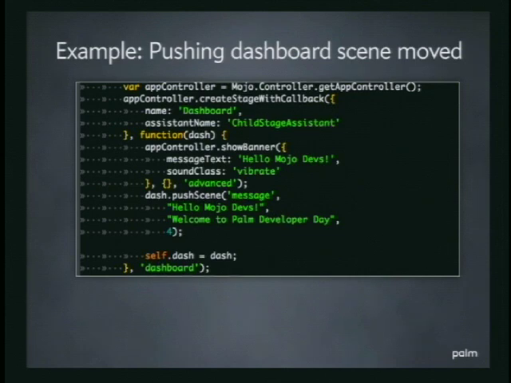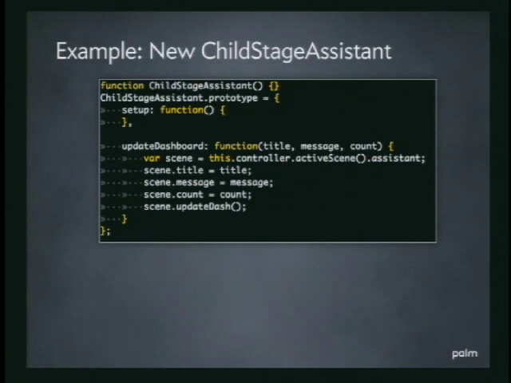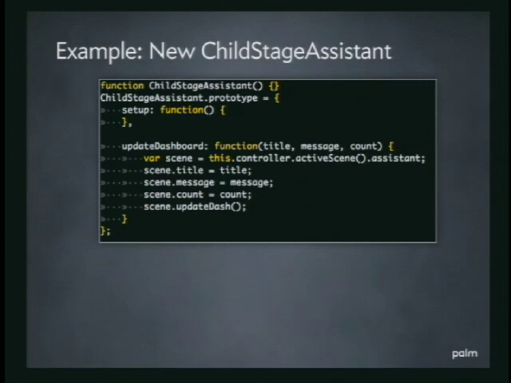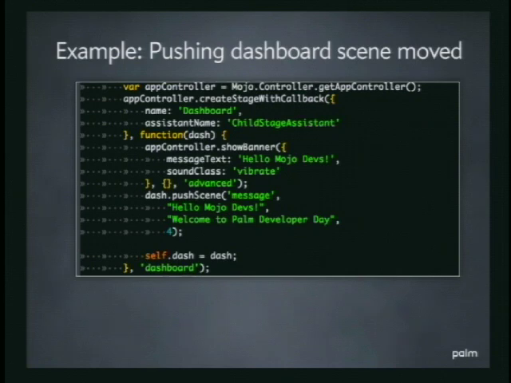Okay, so this is a modification from the main assistant that we had before. Now instead of just saving off a reference to my dashboard, it actually does all this other stuff that used to be in the dashboard stage assistant. So in the stage assistants, you've got a reference to your controller, as do you when in your create stage with callback. So you can do those things in either place, however it makes the most sense.